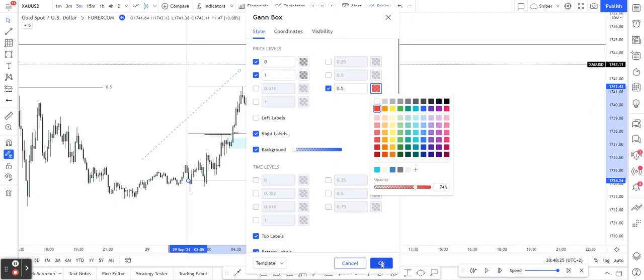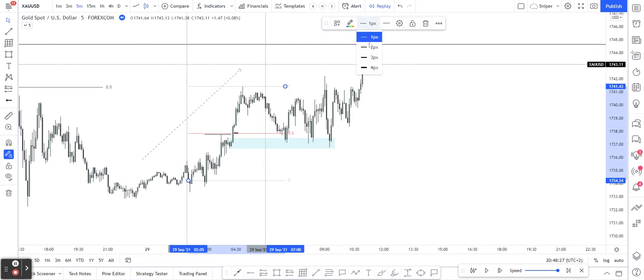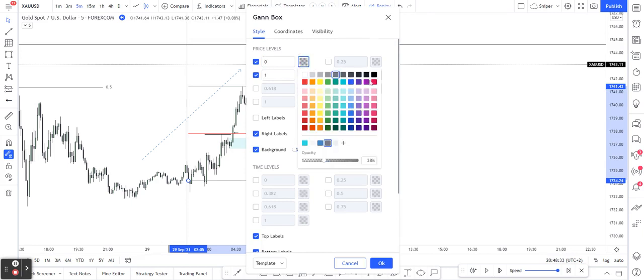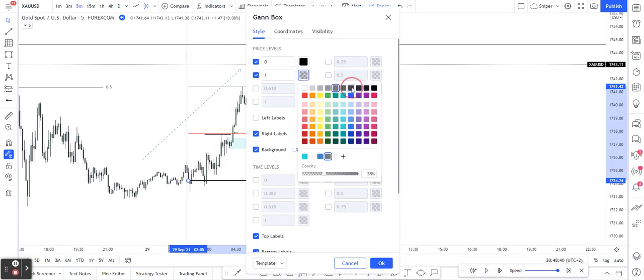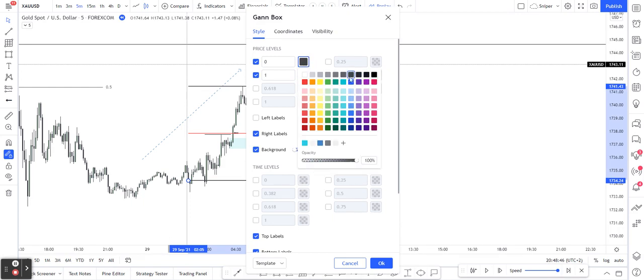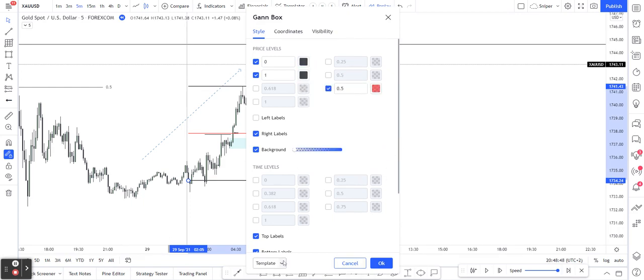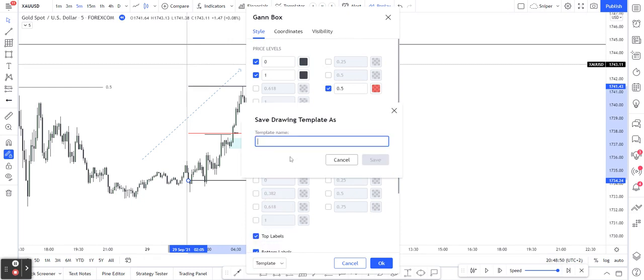I just want to make this a bit cleaner and clearer. Make this black. Or dark gray, at least. Okay. Save as theme.